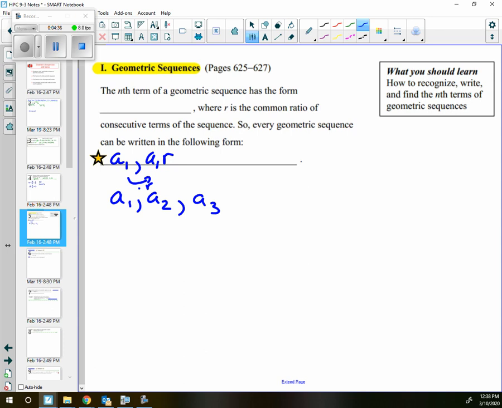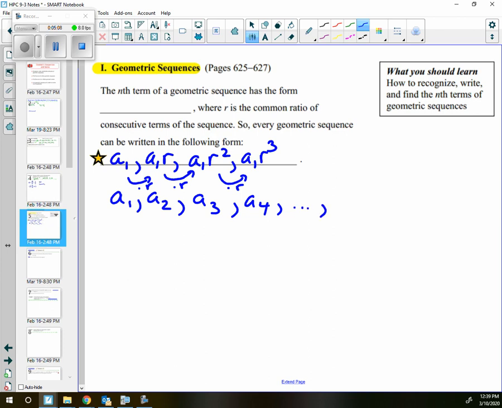Now, if you're going to get to term 3, well, you're going to have to multiply by that ratio again. So you can just take whatever a2 is and multiply it by the ratio. But if I go back to thinking about it as term 1, that would be a1 times r times r, which would be a1 times r squared. In other words, I'd have to multiply by the ratio twice to get to the third term. How about term 4? Well, I'd have to multiply by r again. So that would be a1 r to the third for term 4, and so on.